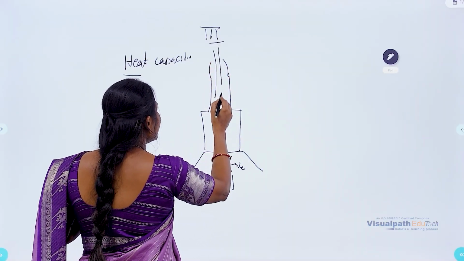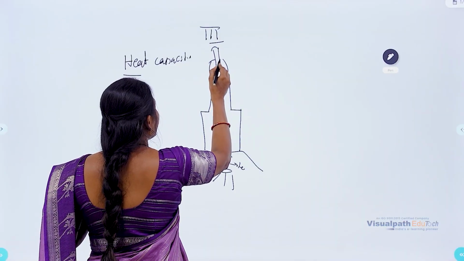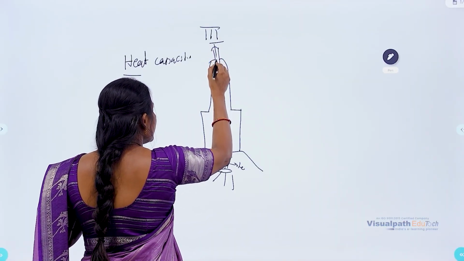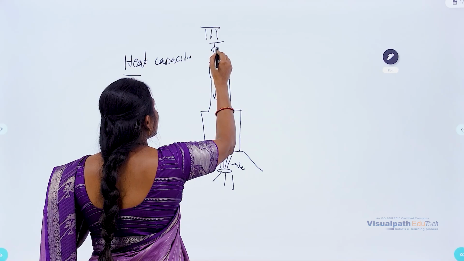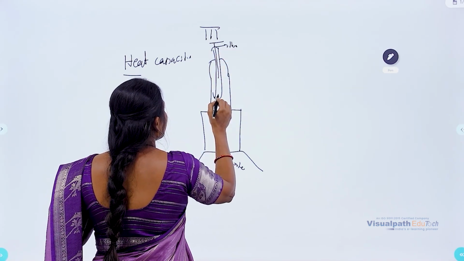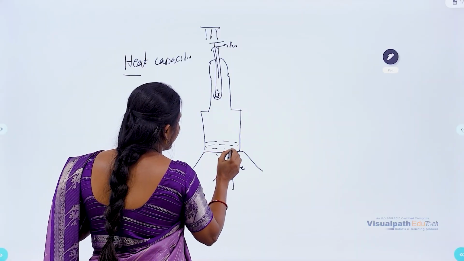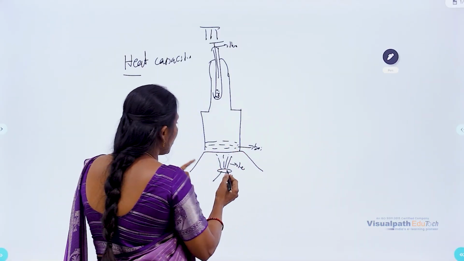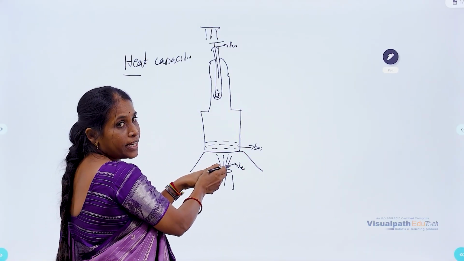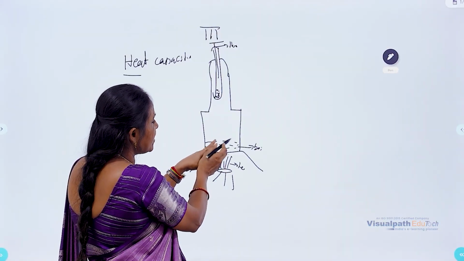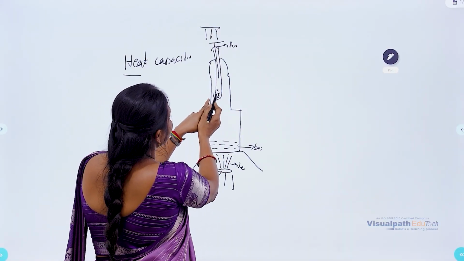Inside here, one more tube is there, and here it is closed. In this tube we arrange one thermometer, and here it is the solid. So here it is the boiler. Now we supply the heat from here. First the boiler receives the heat, then it enters into that solid.